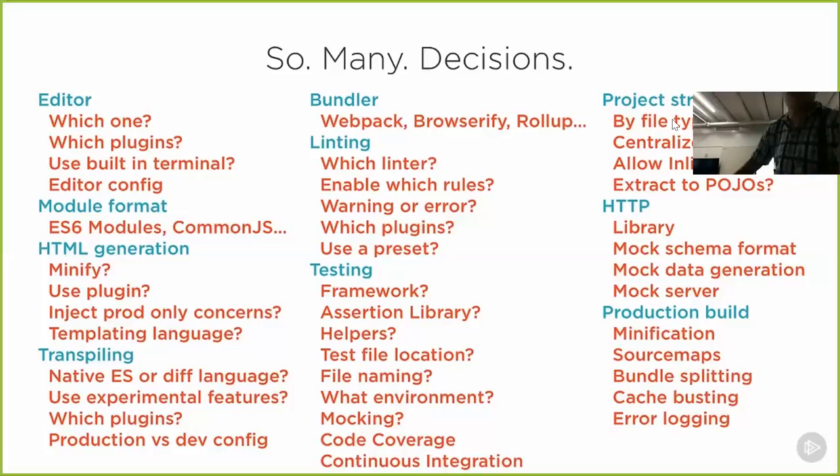Project structure, I'm feeling like eyes are glazing, and this is probably not as critical to the decisions we're making in here. HTTP, we've got libraries, we've got schemas, we've got data generation. A production build, I talked over with transpiling here. Minification, bundle splitting, cache busting, error logging. It goes on and on of things you can think about. But I think we've hit the set of things that we should think about for today.